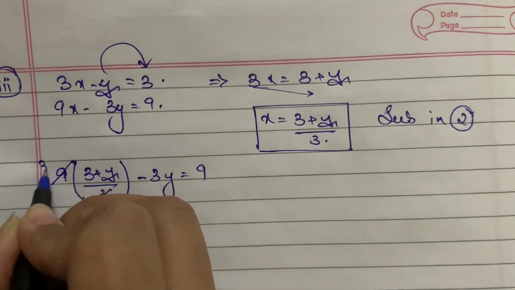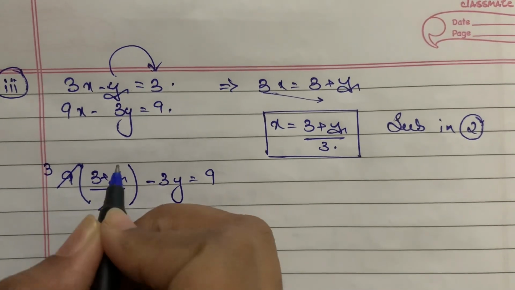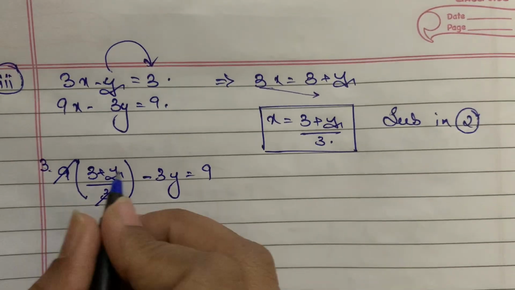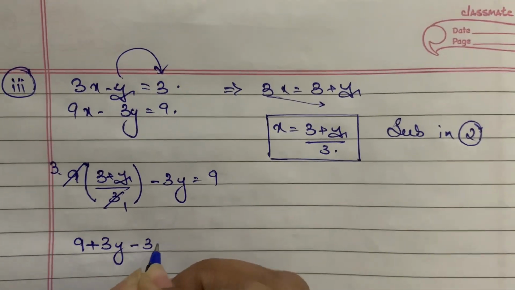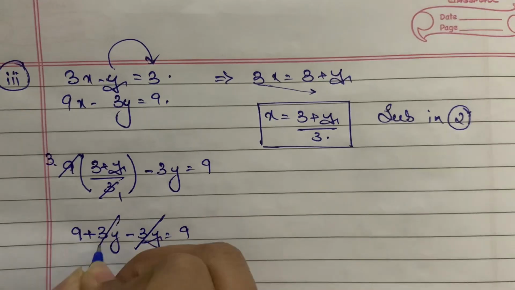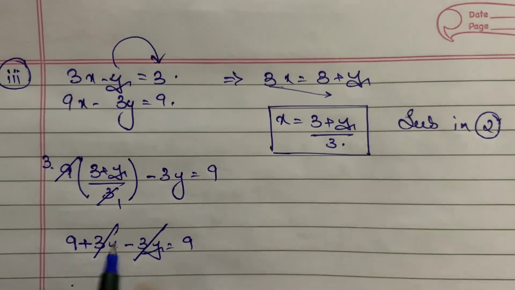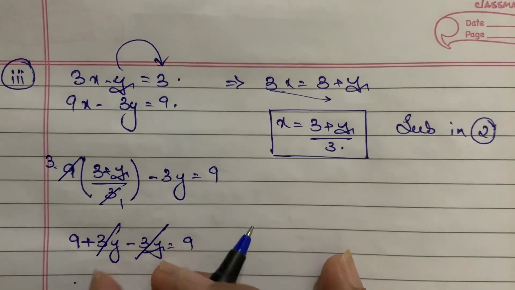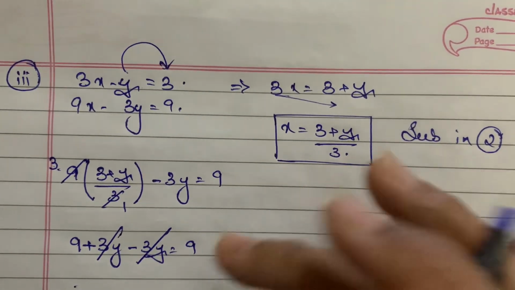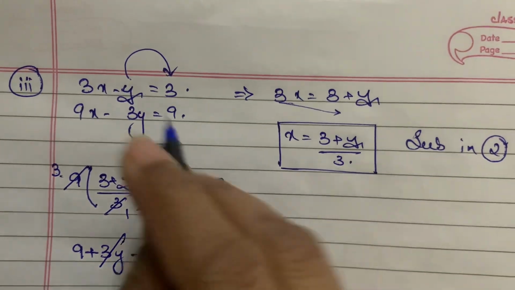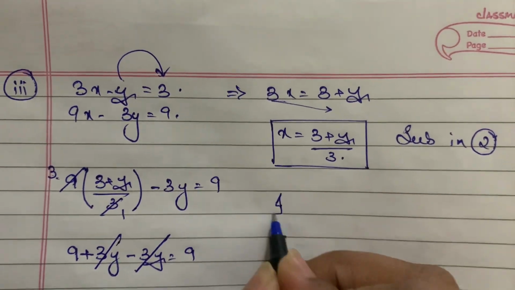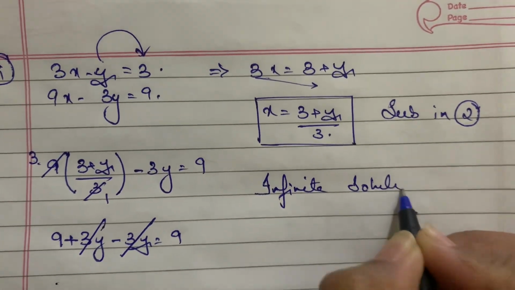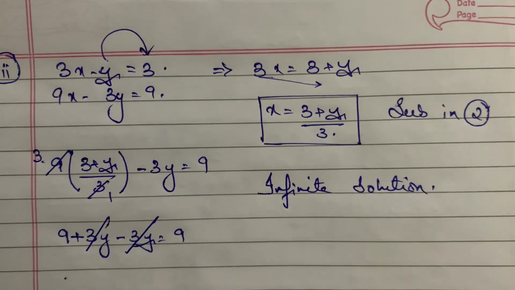3 ones are 3, 3 threes are 9, so that I get to multiply each and every term with it. So 3 times 3 is 9 plus 3y minus 3y is equal to 9. But here you can see the y gets cancelled and you are left with 9 is equal to 9. That means if I am not able to find the value of y, I will neither be able to find the value of x. When I'm not able to find the value of x and y, that means these two equations will have infinite solutions. How many solutions will they have? They will have infinite solutions, not just one solution like the previous questions that we have done.